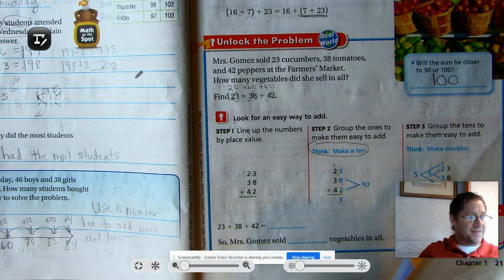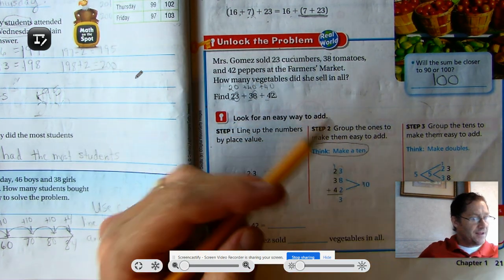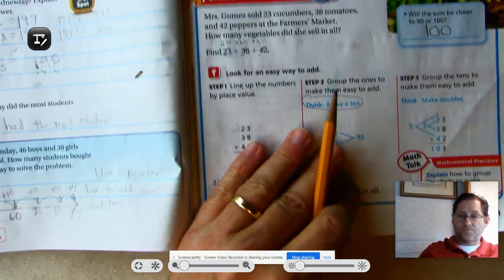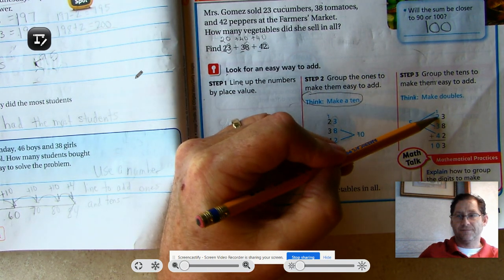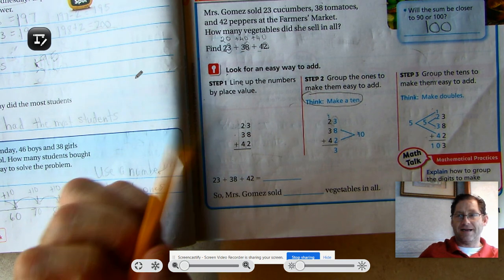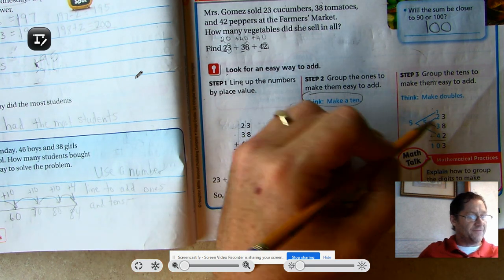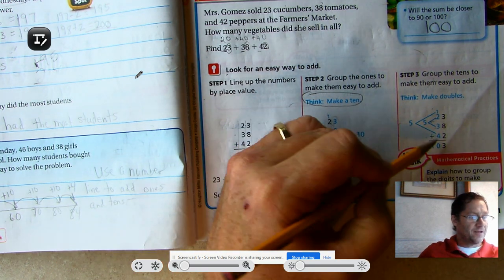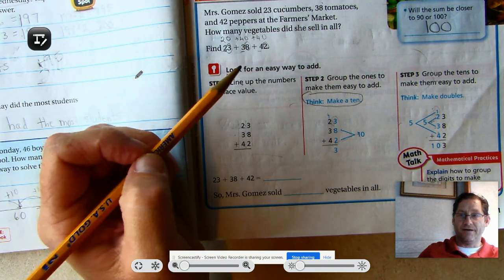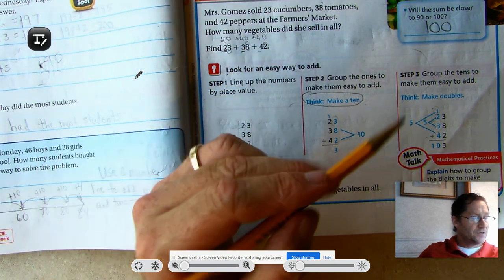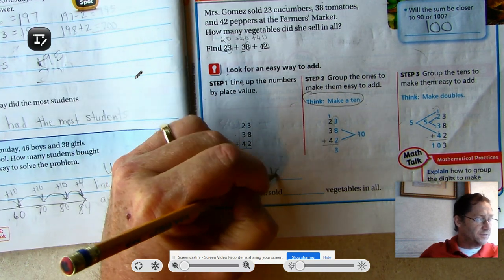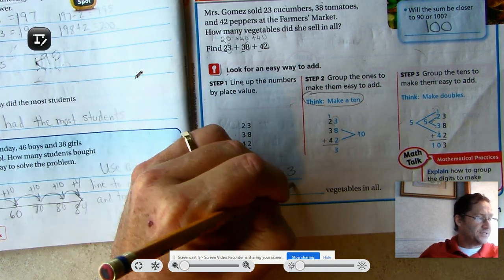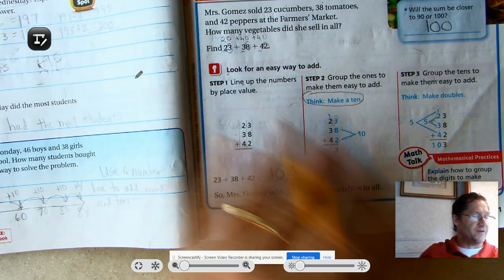Group the tens to make them easy to add. And so it's saying, if we group 3 and 2, we know that that's 5. And if we group 4 and 1, that is 5. And then 5 and 5 is 10. The 1 comes from the regrouping of the ones. So 103. So 23 plus 38 plus 42 is 103. So Mrs. Gomez sold 103 vegetables in all.